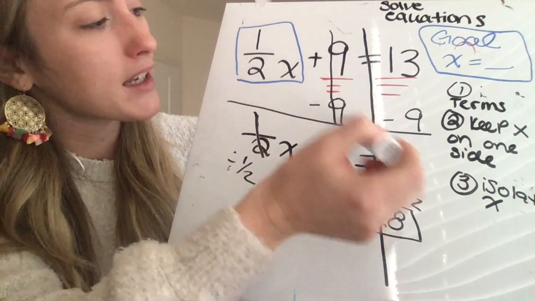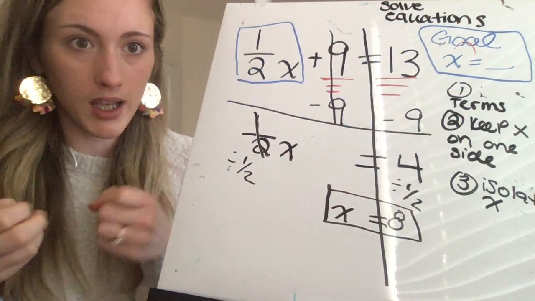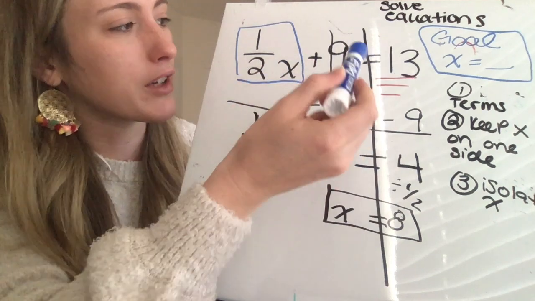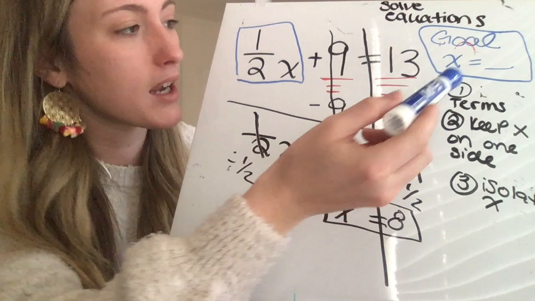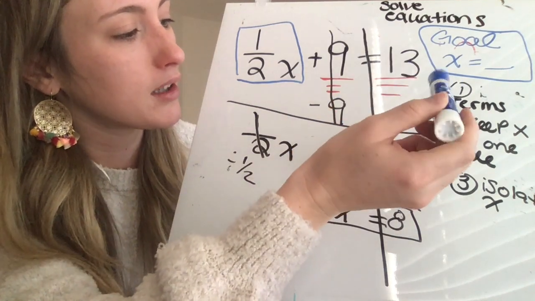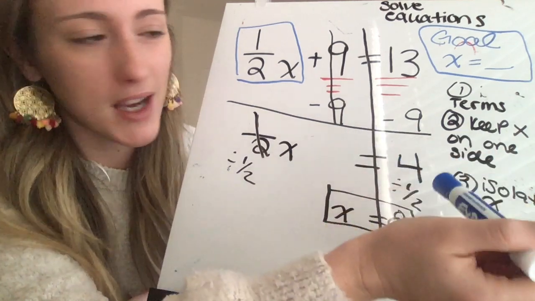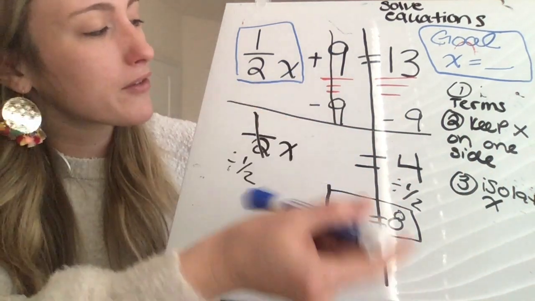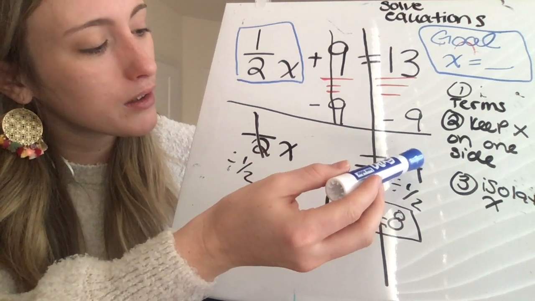Then I needed to combine my terms, so I'm just grouping them all together. So I had to move this 9 over here. Well, to get rid of it here, we do the opposite of add, we subtract. 9 minus 9, 13 minus 9. Why? Because it's like a scale. We have to keep it balanced the whole time, right? So now I can drop everything down. I have 1/2 x equals 4.